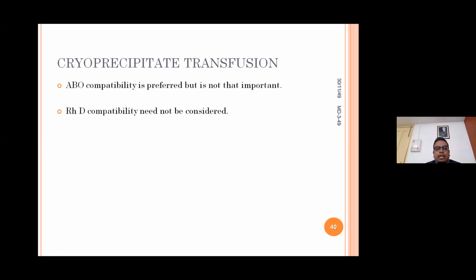In cases of cryo, again, ABO compatibility is preferred, but is not that important. RHD need not be considered, like that of FFP.